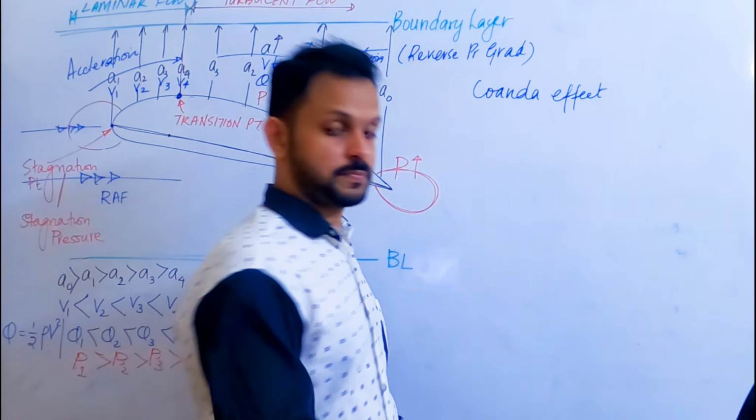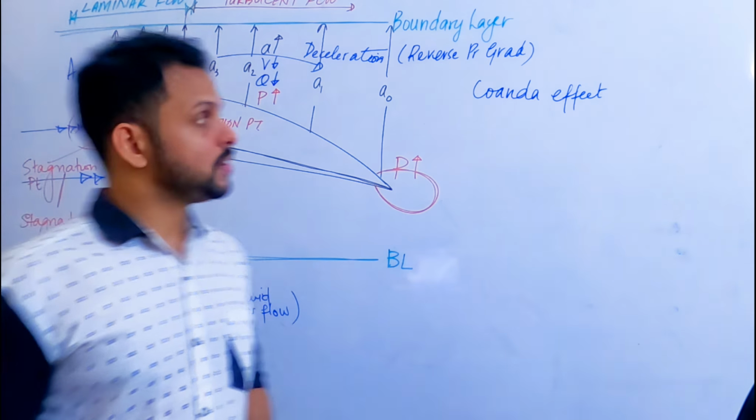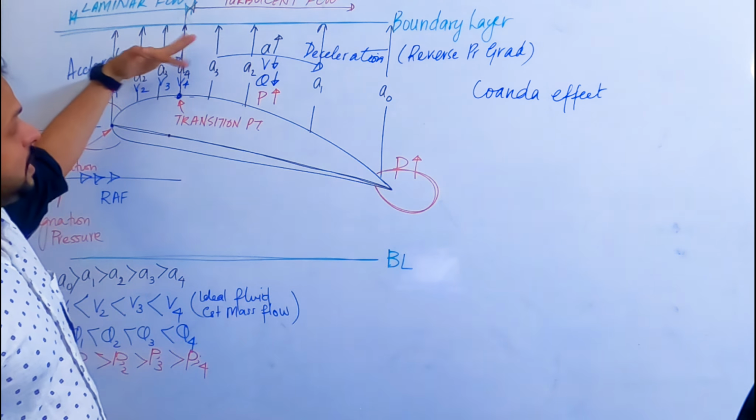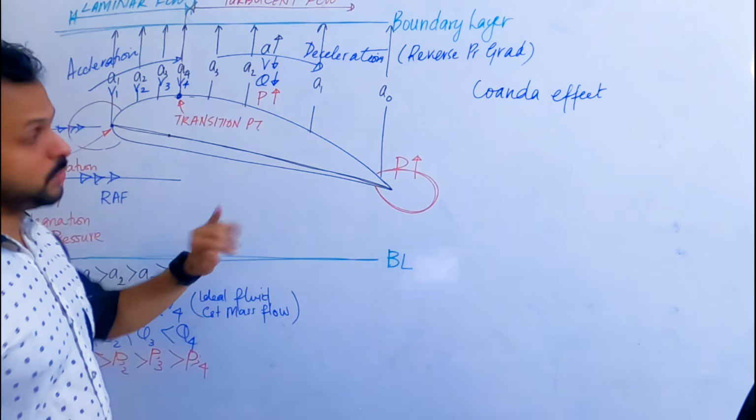That is the flow. Okay, now think about this. The air is laminar here. It becomes more turbulent all the way here. Now think about a different scenario.